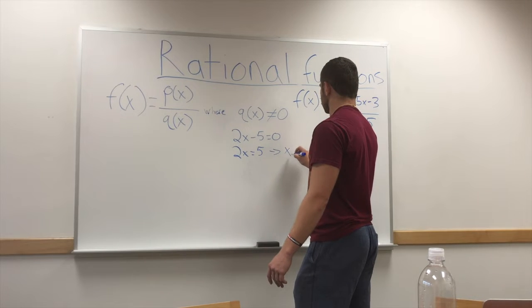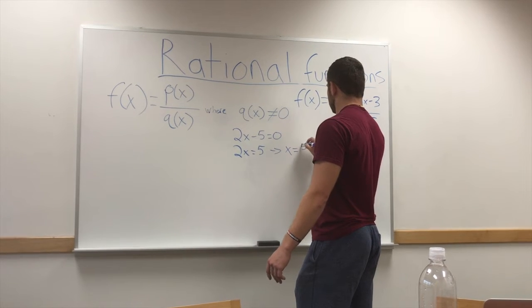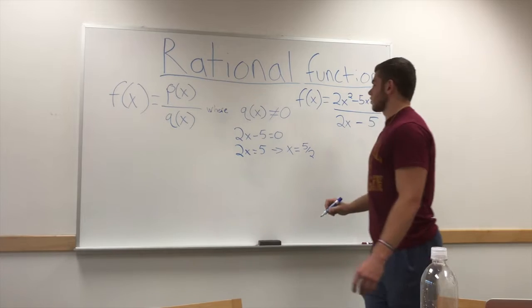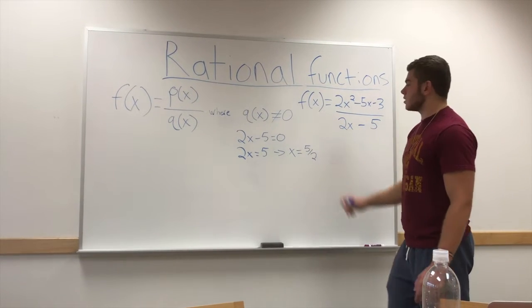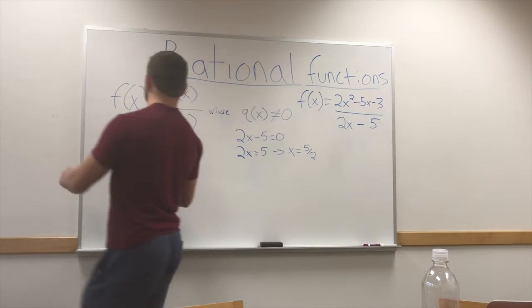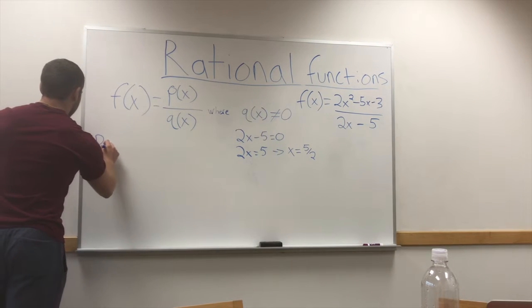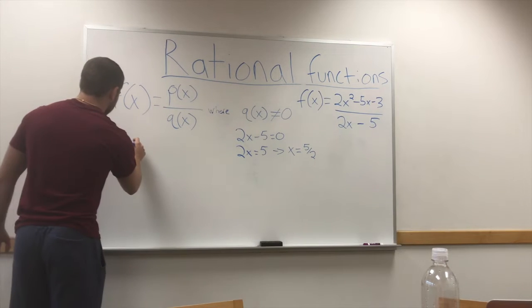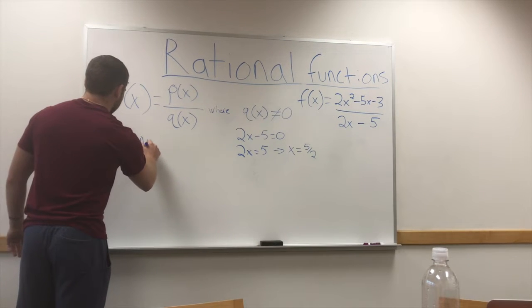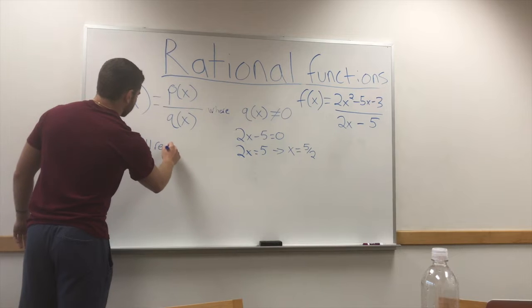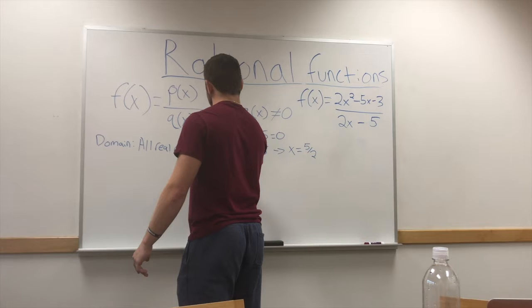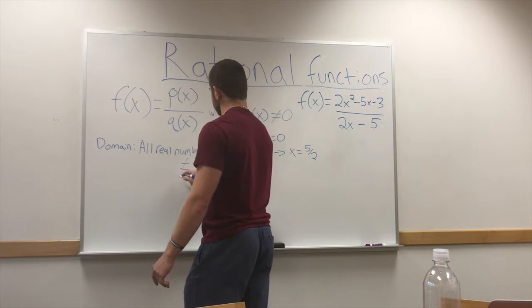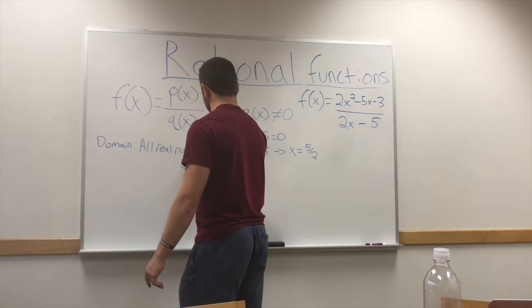And that's going to look like x equals 5 over 2. So that means that the domain of this rational function, I'll go over here, is all real numbers except 5 over 2.